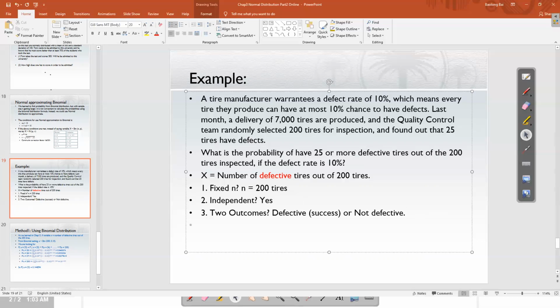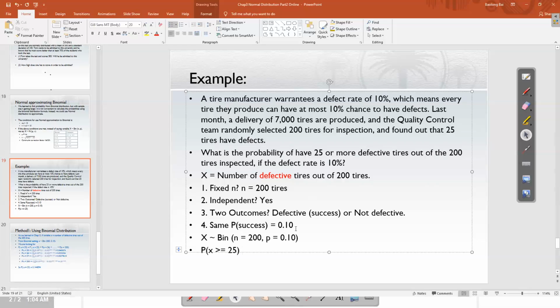Lastly, does every observation have the same probability of success? Success is defective, and for every tire, what's the chance of being defective? We said we assume it's 10%. So you conclude the variable x follows a binomial distribution where n equals 200 and p equals 0.10. Then we're looking for a probability. The probability we're looking for is x greater than or equal to 25.